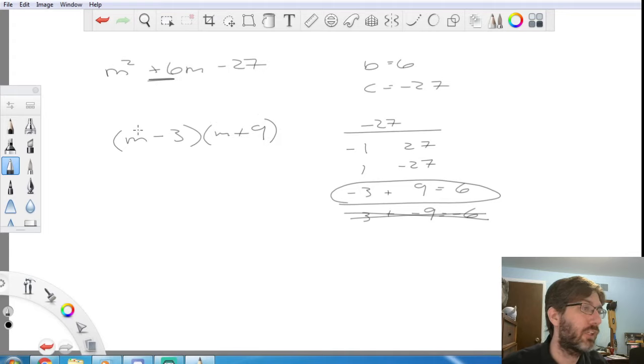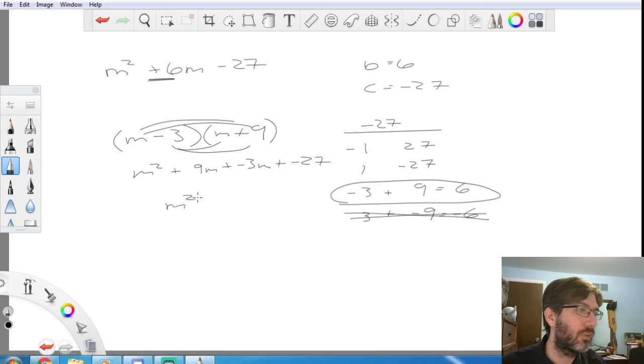And again, you can check your work by foiling it out. m squared plus 9m plus negative 3m and plus negative 27. Then you can combine like terms and clean things up. This gives you the positive 6m, and this gives you the negative 27. So you can see we can do ones with other signs too. Just be careful on the signs. I mean, that's where most of the mistakes are going to be coming from.